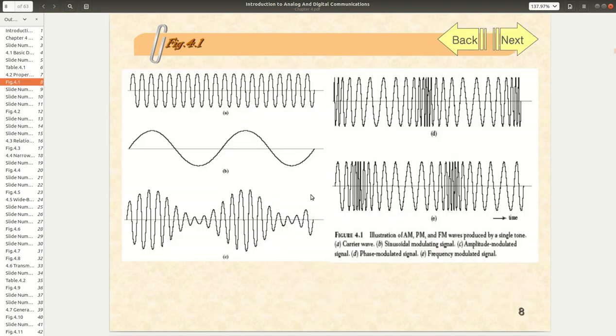See, here is the signal, the carrier wave. This is the modulating wave. This is the AM wave, the amplitude modulation. As you see, we change the amplitude as the change happens in the message signal. Here this is phase modulation. It changes the phase according to the signal, not the frequency. The frequency is the same, but we change the phase whenever there is a change in the signal.